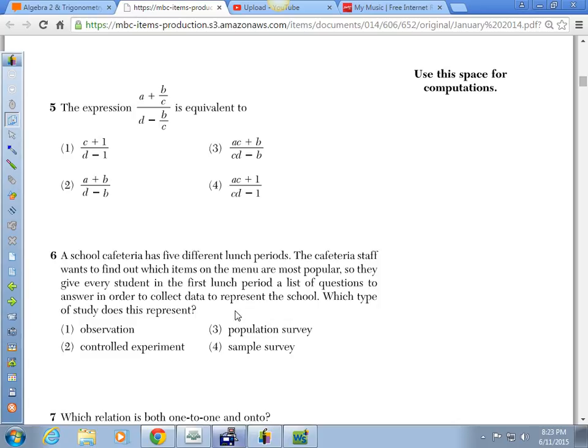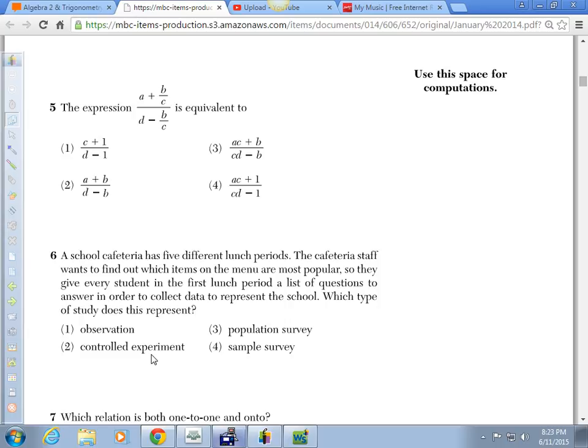Okay. Statistics type question. School cafeteria has 5 different lunch periods. The cafeteria staff wants to find out which items on the menu are most popular. So they give every student in the first period lunch a list of questions to answer in order to collect data. Which type of study is this? Is this an observation? No, what's an observation? You just sit back and watch what happens and take notes. What's a controlled experiment? You're testing something, so you give one group this placebo, and you don't give it to this other group, and you see what happens. That's a controlled experiment.